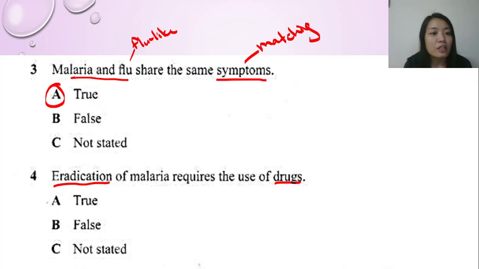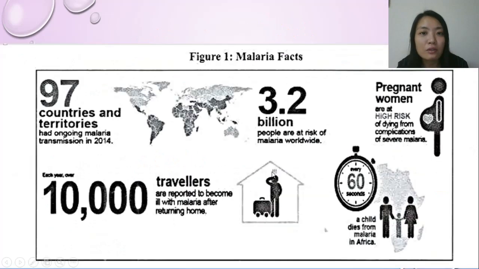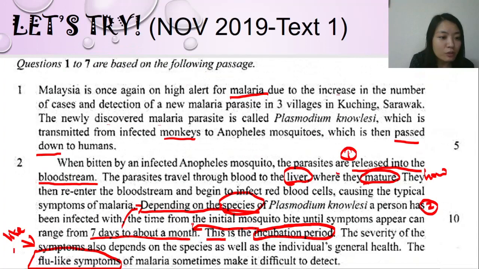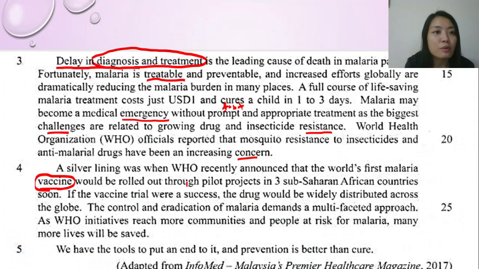Alright. Eradication of malaria requires the use of drugs. Sometimes they want to test you on vocabulary words. So the word eradication here comes from the word eradicate, which means to take away. So here it means to take away this malaria, you need to use drugs. Okay, let's find it now. Earlier you already found the answer for number 3 over here. So you know that they definitely will not ask you again, you cannot find the answer over here anymore. Definitely it has to be in the next paragraph. So you go to the next paragraph.